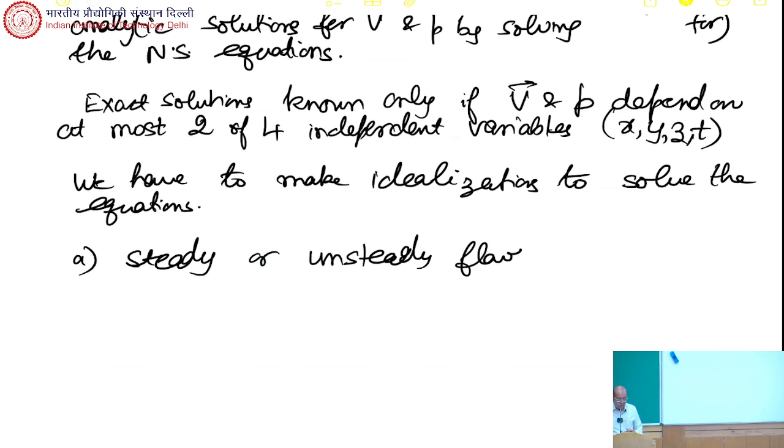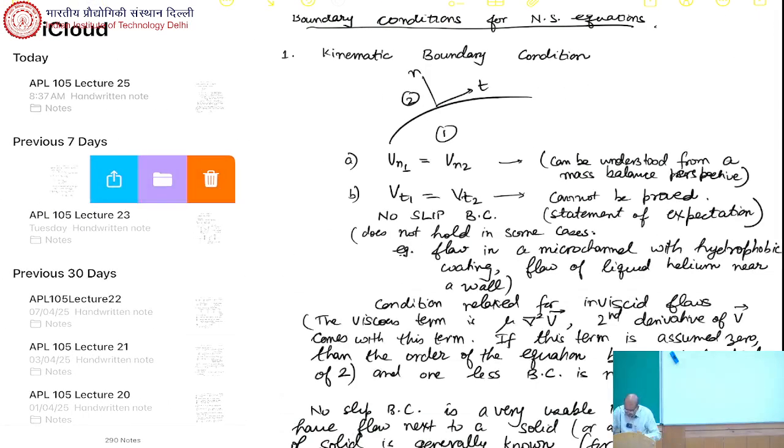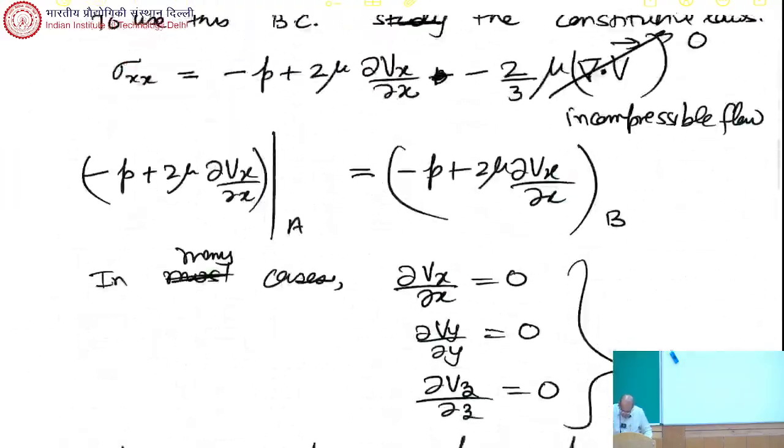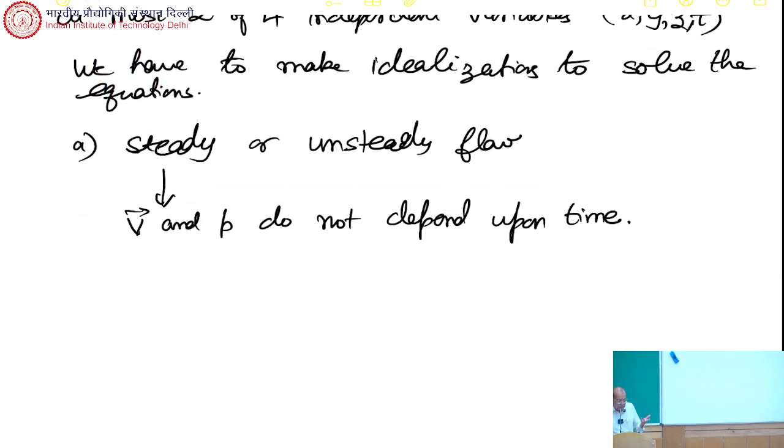One assumption is steady versus unsteady flow. And often you will find we will make the assumption of steady flow, which means V and P do not depend on time, and we will say it is steady flow.